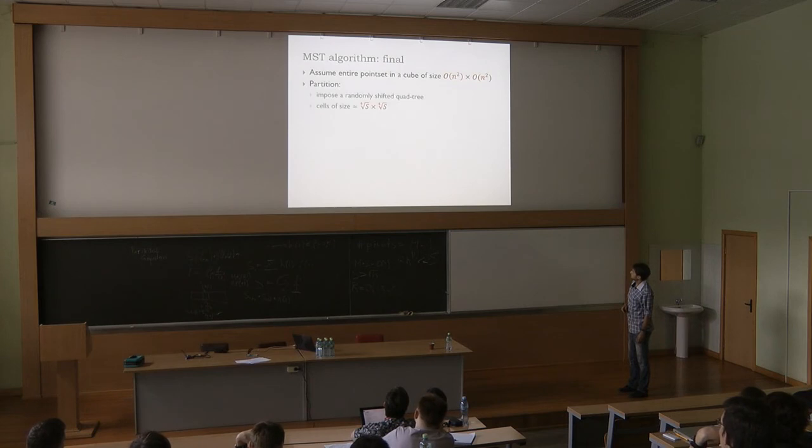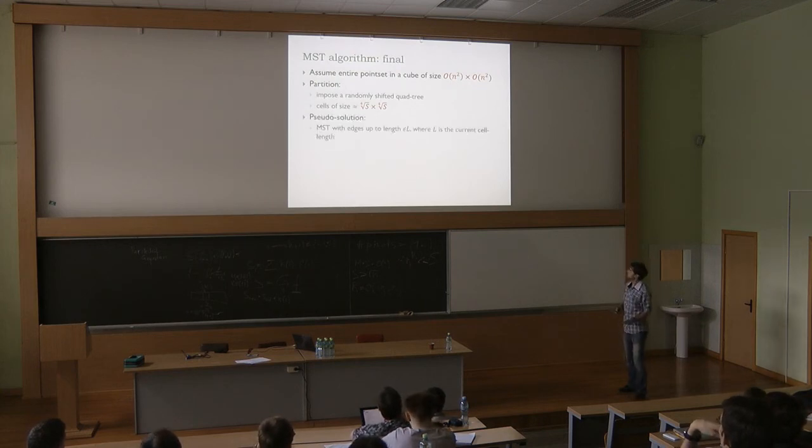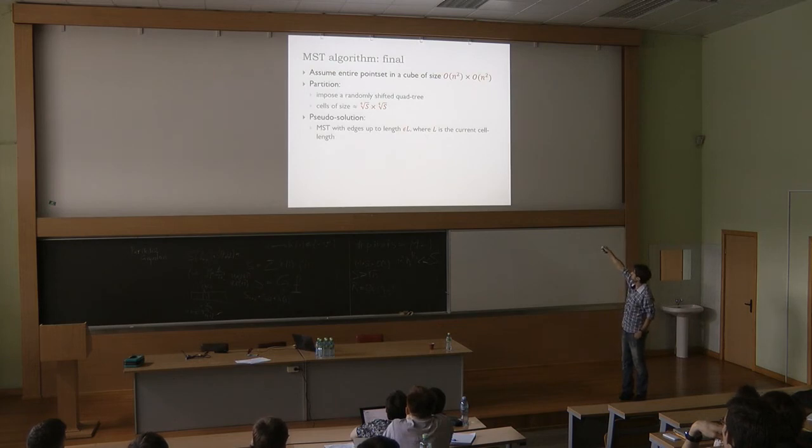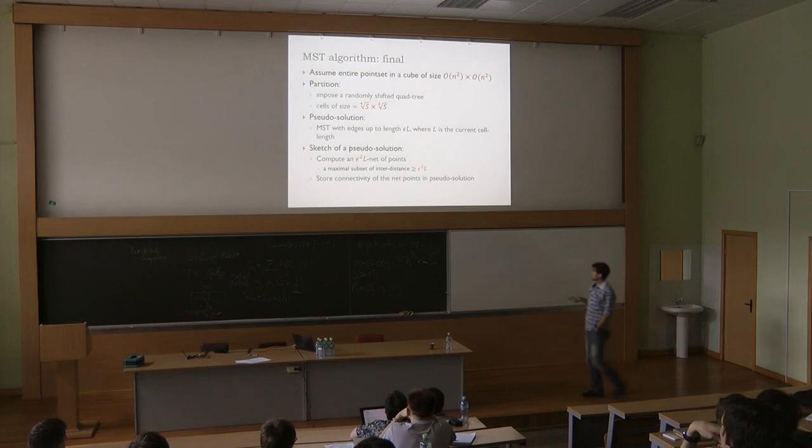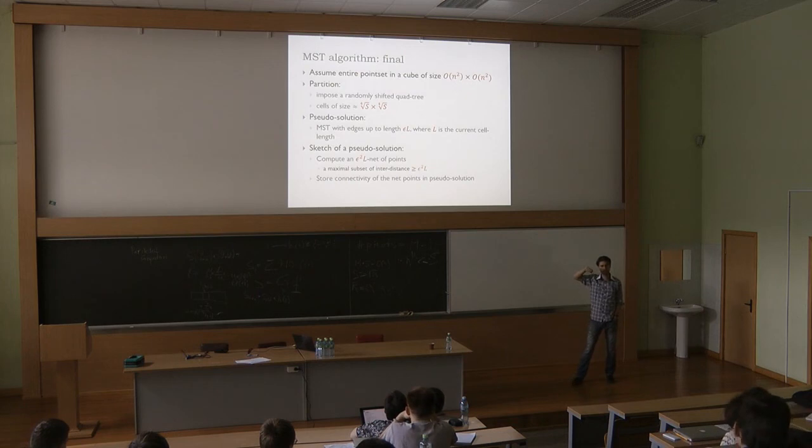And here is essentially the algorithm. These are just to make it slightly more concrete. Imagine every point set is in a cube of size n squared by n squared. One can ensure that this is the case. We'll impose a randomly shifted quad tree where the cells are of this size. The algorithm is similar to what I said before, with some important key differences, which will give us a 1 plus epsilon approximation.